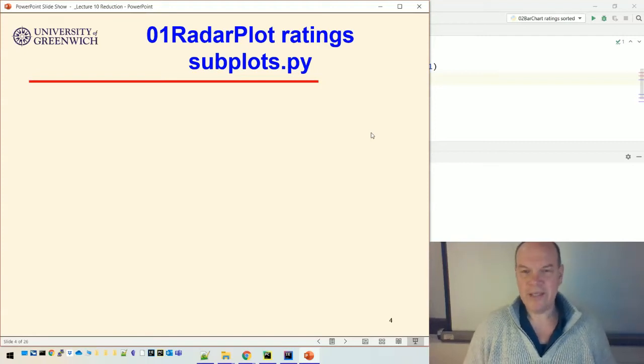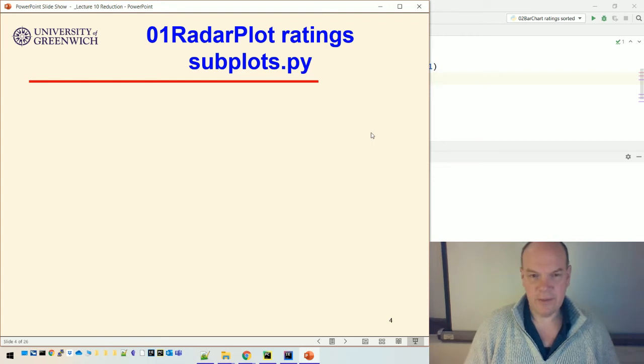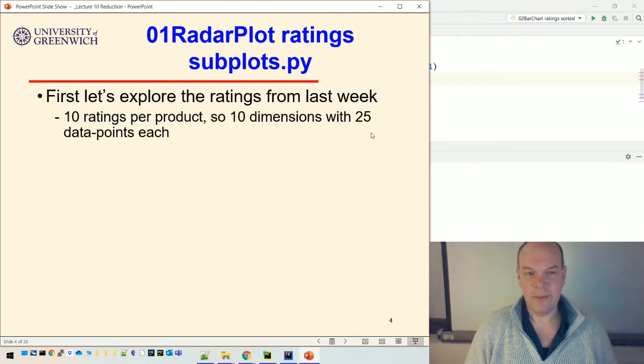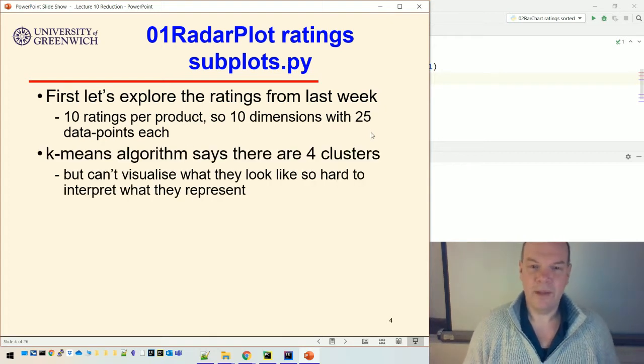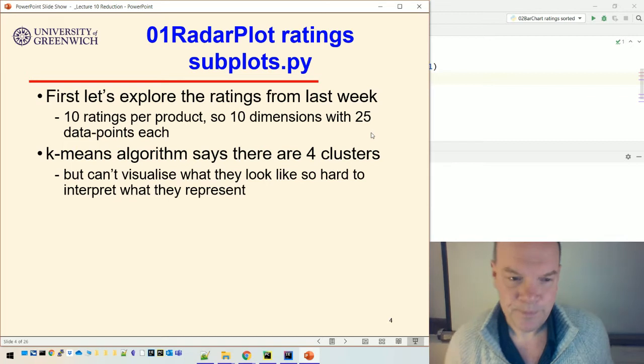Okay, but before we get to grips with TS&E, let's look at the data set we're going to study. So this is the ratings data that we saw last week. If you remember, there were 10 ratings per product. So 25 products, 10 dimensions each. So it's a very small data set, in fact. But when we used the k-means algorithm, it said that there were 4 clusters. But we can't really visualize what they look like. So it's really hard to interpret what each cluster represents.